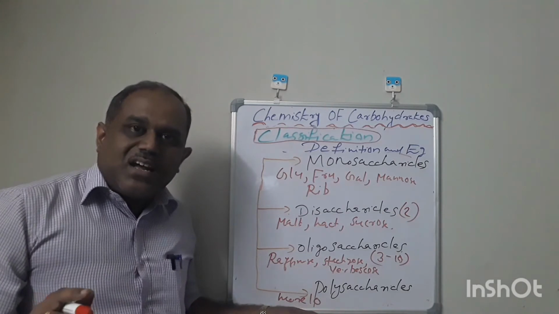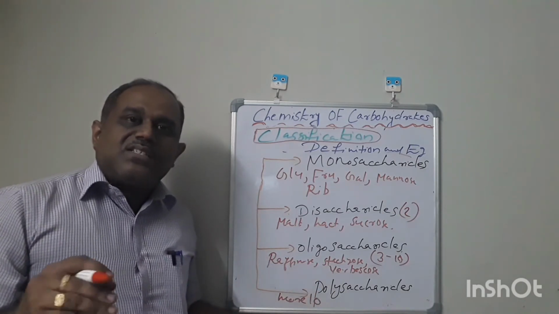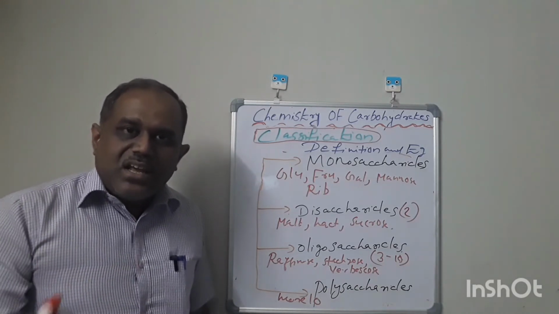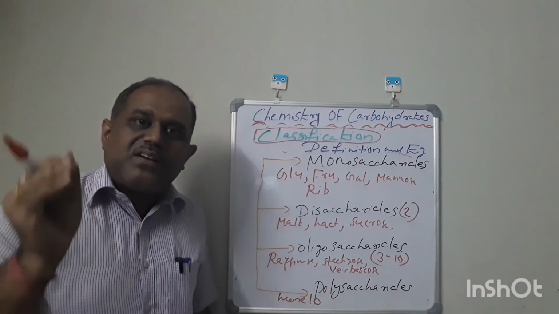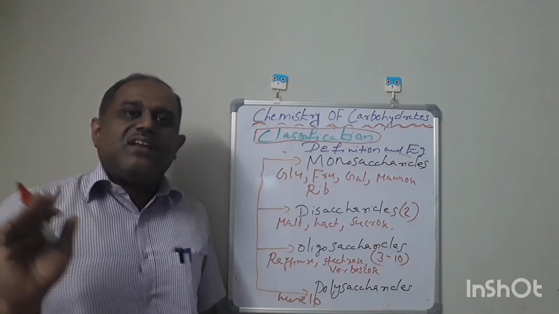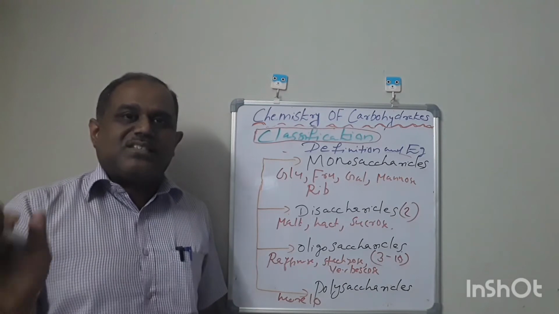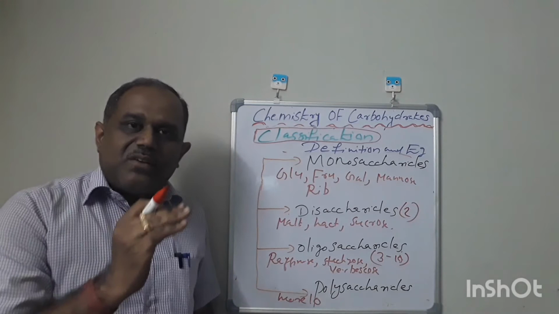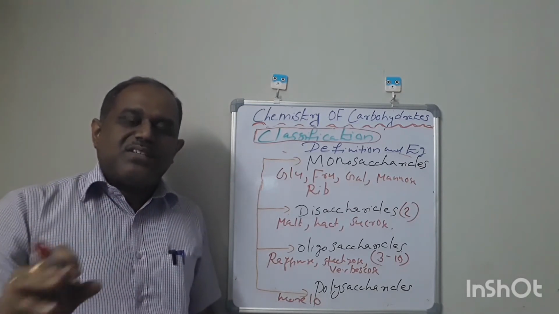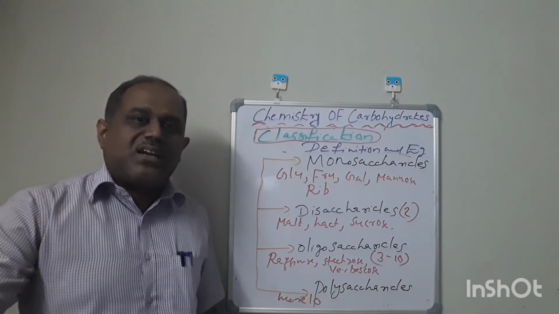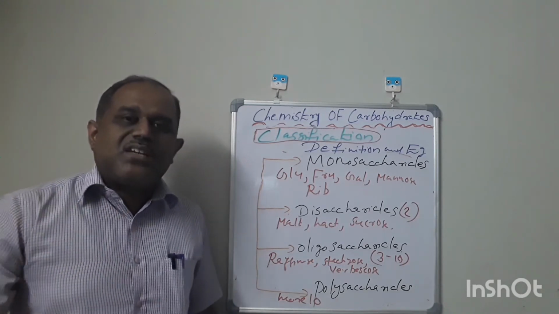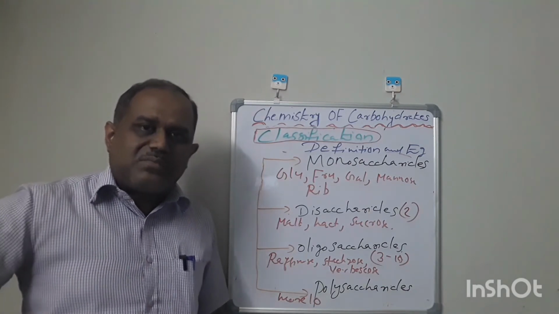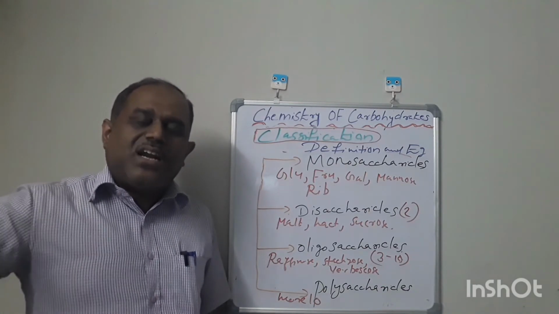These polysaccharides are further classified as homopolysaccharides and heteropolysaccharides. What does homopolysaccharide mean? If the same sugar unit is repeated more than 10 times, we call it a homopolysaccharide. For example, starch, glycogen, cellulose, inulin. In starch, the glucose unit is repeated more than 10 times. In glycogen, glucose is again repeated more than 10 times. In inulin, fructose is repeated more than 10 times.